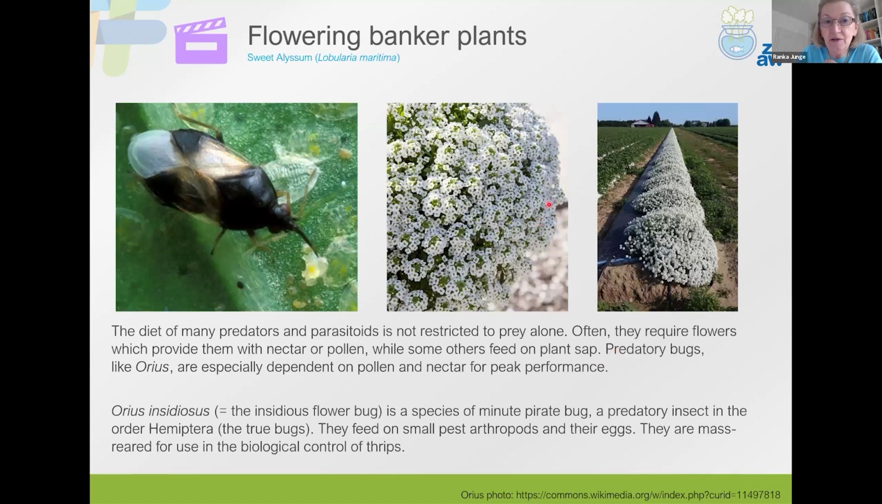One example are flowering banker plants. This is sweet alyssum, Lobularia maritima. Here on the right is an example where they planted alyssum in a field of strawberries. In the open, it's not in a greenhouse in this case. This is how it looks like. It's a very common plant in gardens. You find it a lot in gardens in Switzerland. And it is a home for a predatory bug like Orius insidiosus. It's a small predatory bug, and they feed on small pests, arthropods, and their eggs. And you can use them for biological control of thrips.